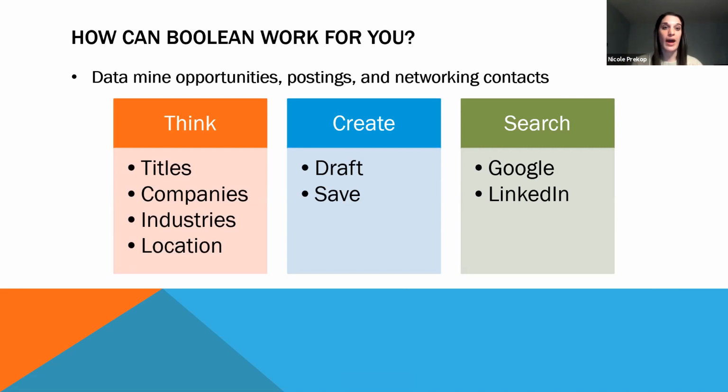So once you think through how you want your Boolean to look, you can actually draft it. So now we're in step 2. Again, I think it's really important to save a running list of all of your different Boolean strings. This way, you already have the work done, and it's just a matter of copying and pasting. So maybe 1 week you're focusing on networking with project managers at X company. Maybe next week you want to focus on a different company or a different industry entirely. Instead of starting from scratch, you can just take the work that you've already done, copy and paste it, tweak your search just a little bit, and then you're good to go.